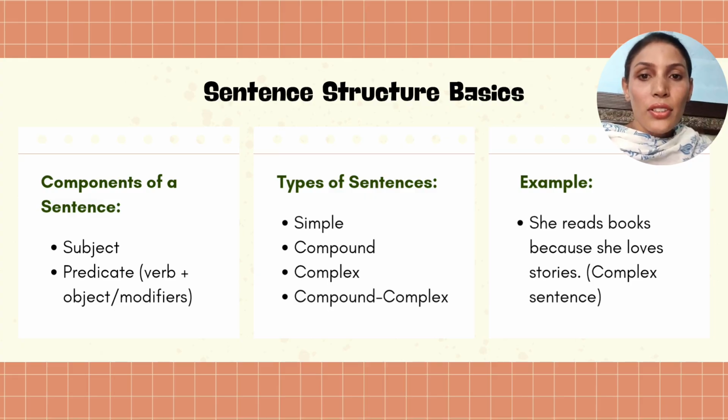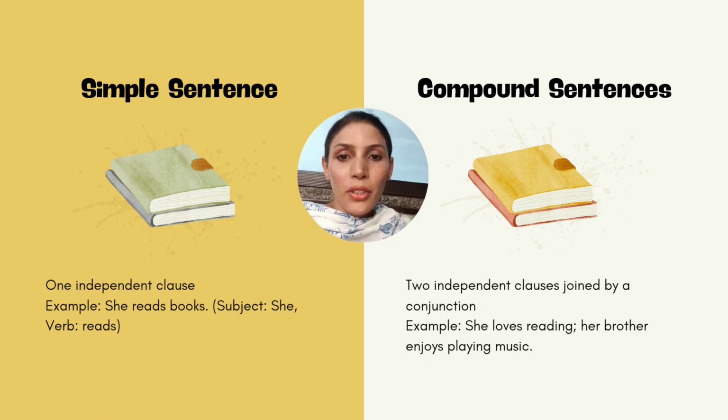Here I am going to discuss some basics of sentence structure, components of a sentence, types of sentences, and examples. Components of a sentence include subject, predicate, verb, object, and modifiers. Types of sentences: simple, compound, complex, and compound-complex. For example, "she reads books because she loves stories" is a complex sentence. In my previous videos, I have already told you about the different types of sentences, so here I am repeating them.